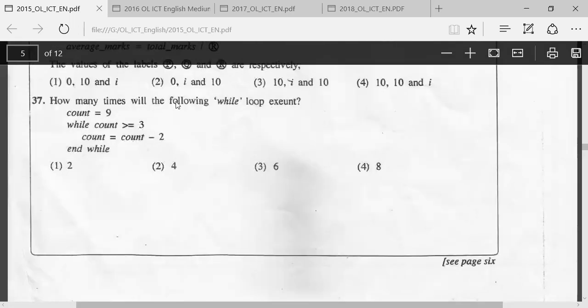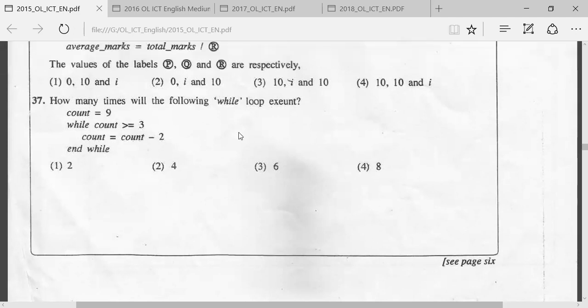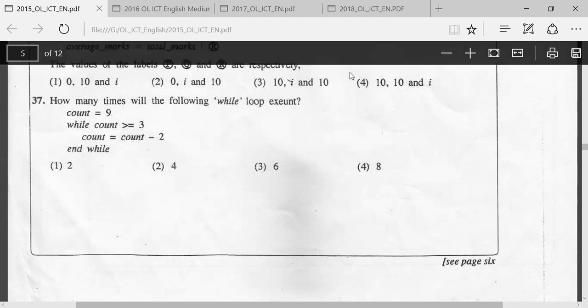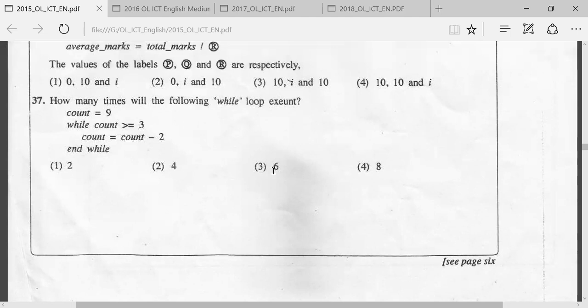How many times will the following while loop execute? Right? So count is equal to 9. So the initial value of count is equal to 9, while count greater than or equal 3. This is an MCQ. When there's only one single question, never draw the trace table. So just write count 9. 9 greater than or equal 3, which is true.